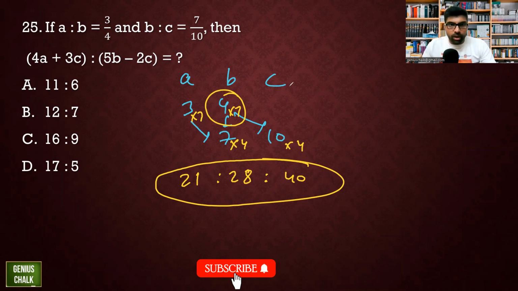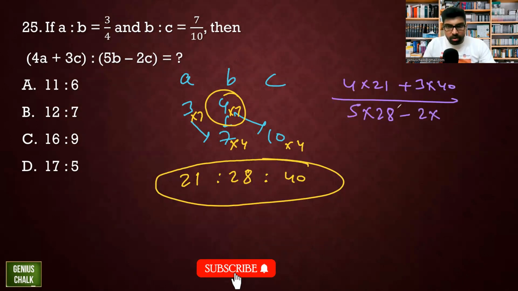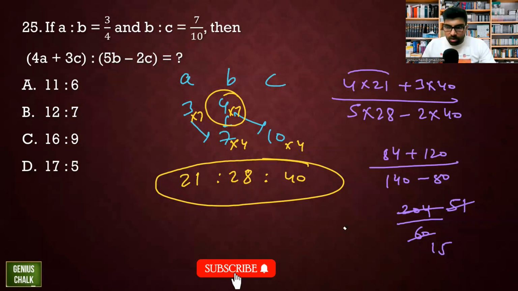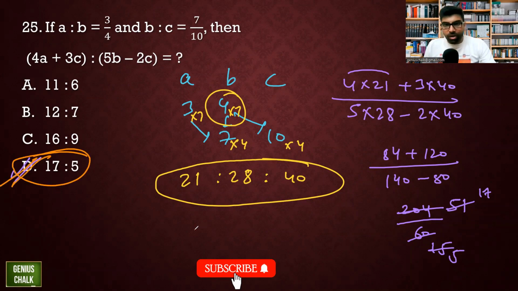So 4A plus 3C by 5B minus 2C. Let's find it. 4 into A is 21, plus 3 into C is 40, by 5 into B, 28, minus 2 into C, that is 40. So it is 84 plus 120, by 140 minus 80. So how much is this? 204 by 60. Let's solve. 4 15s are 60, 51 by 15, 3 into 17 by 3 into 5. So the answer must be option D, which is 17:5. So this is the way we can solve this.